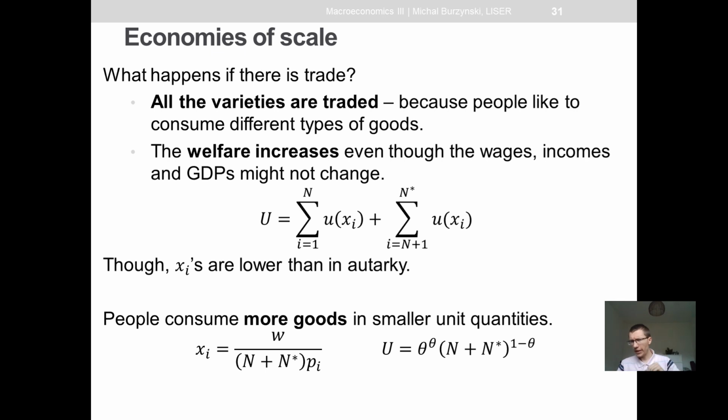To some extent, it goes back to what we said in the specific factors model. There also the gains from trade were due to the fact that the economy had access to a different combination of consumption goods. But there the motivation was different. There the motivation was that the production technology was strictly concave. Here the motivation is that the utility function is strictly concave, and the fact that people like to consume different types of consumption goods. All right.